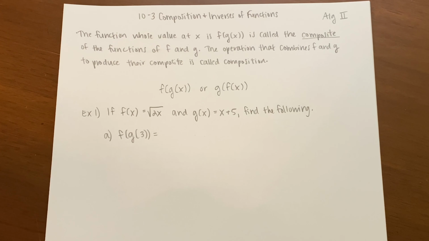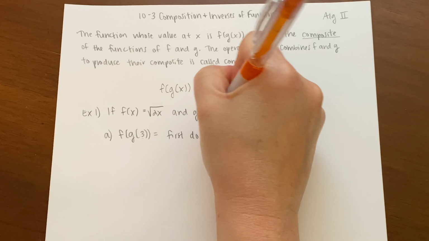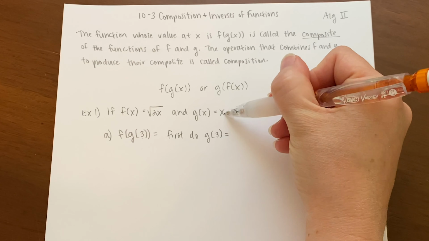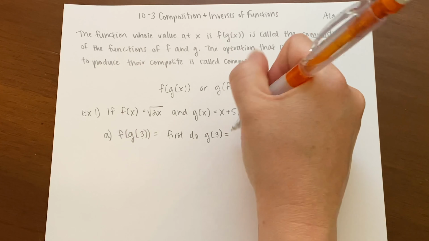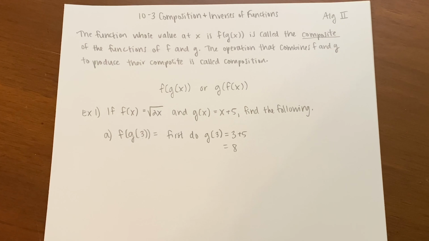So the way we work with composite functions is we move from the inside out. Kind of like when you're working with a set of parentheses. You start with the most innermost set and then you work your way out. So first we have 3. 3 is being plugged into the g function. So we can do that first. We can first do g of 3. So that would look like 3 in place of the x in the g function would be 3 plus 5. So g of 3 would give us 8.